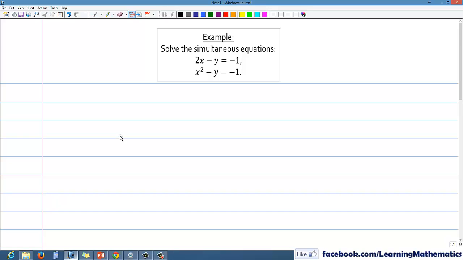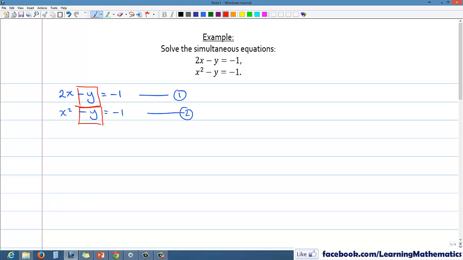Let's list down the two equations. 2x minus y equal to minus 1, and we name this as equation 1, and x squared minus y equal to minus 1, and we name this as equation 2. If you look at these two equations carefully, you find out that the coefficient of y is the same on both equations. What we are going to do is to subtract the first equation from the second equation.